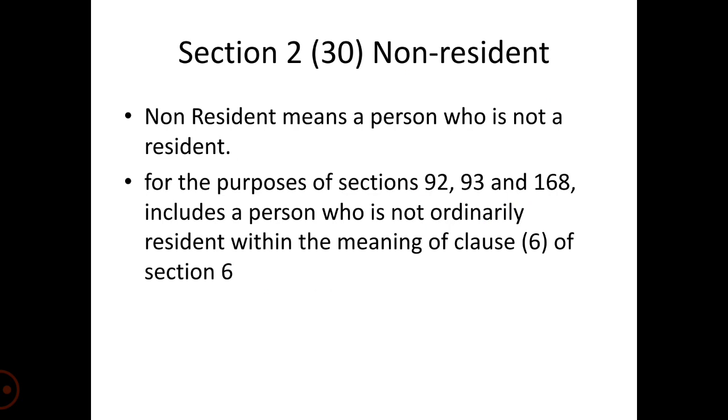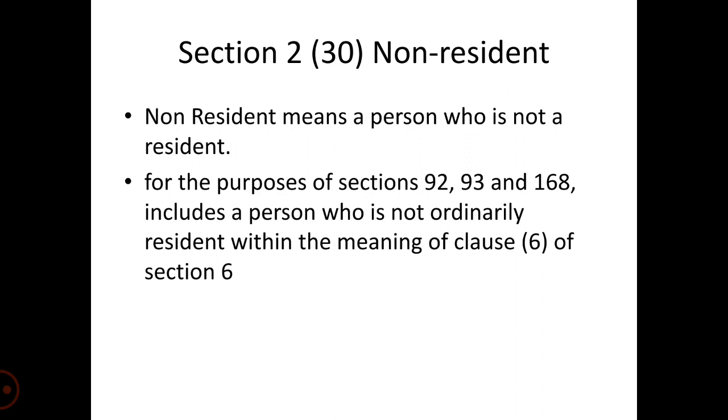Thus, as per Section 6, a person is said to be not ordinarily resident in India in any previous year if such person, as per Clause 6, Subclause A, is an individual who has been a non-resident in India in 9 out of the 10 previous years preceding that year, and has during the 7 previous years preceding that year been in India for a period amounting in total to 729 days or less.